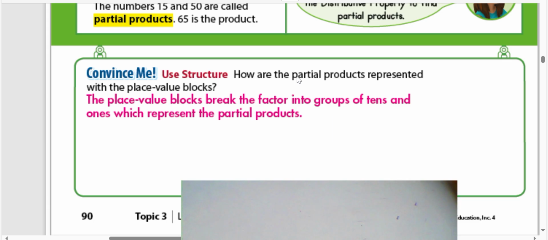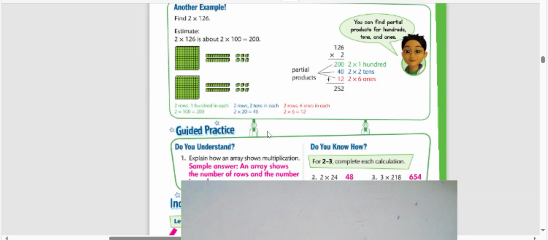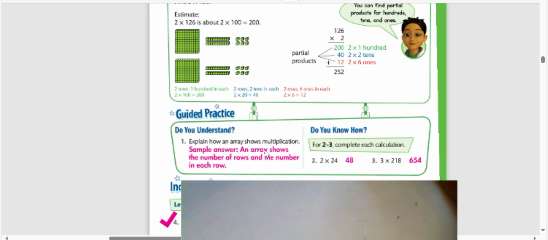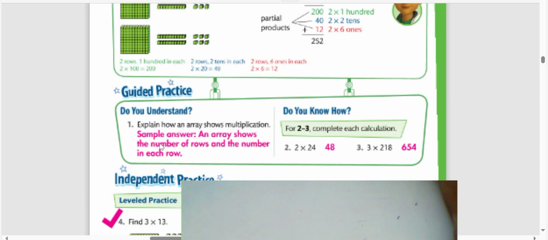Next question. Use structure. How are the partial products represented with place value blocks? Place value blocks break the factor into groups of tens and ones, which represent the partial products. Look at this question with me. Explain how an array shows multiplication. The simple answer: an array shows the number of rows and the number in each row. Like 2 times 24, it means we have 2 rows. Each row contains 24 elements. 2 times 24 equals 48.